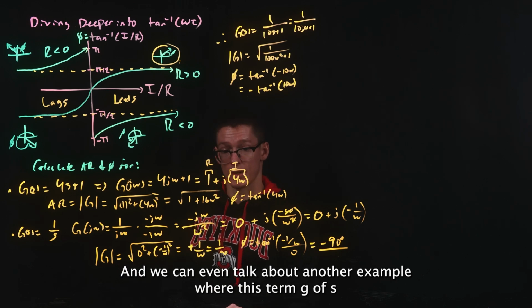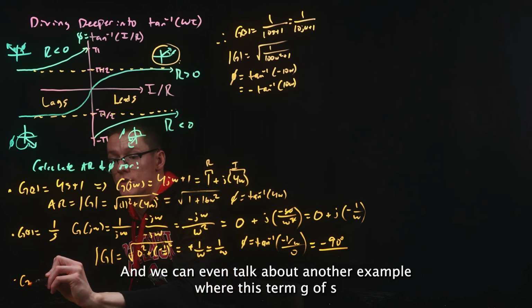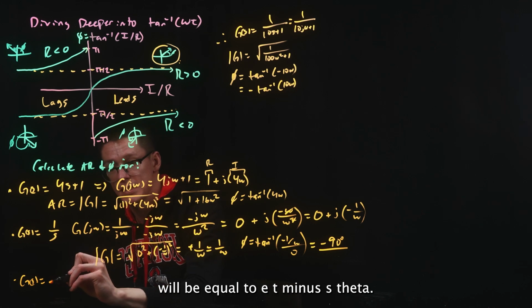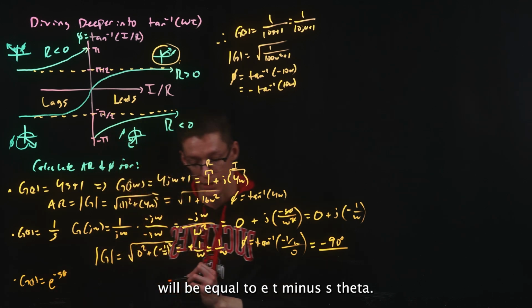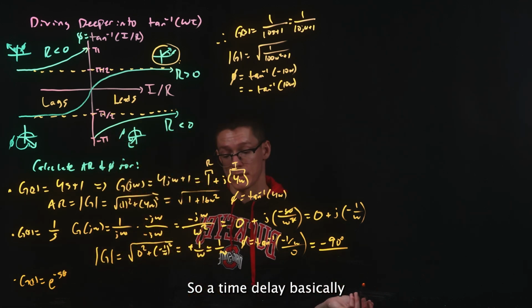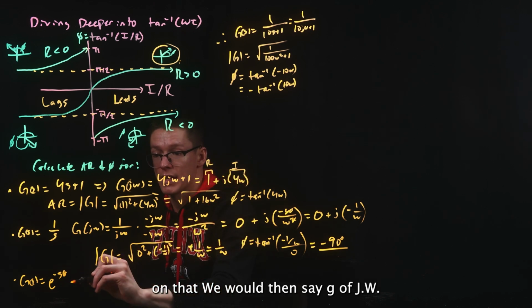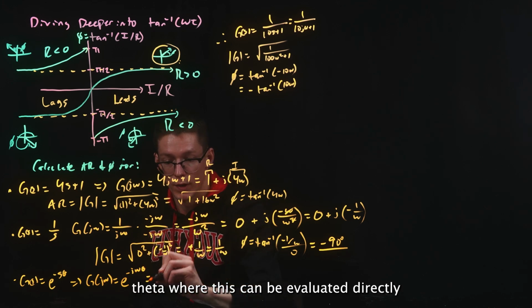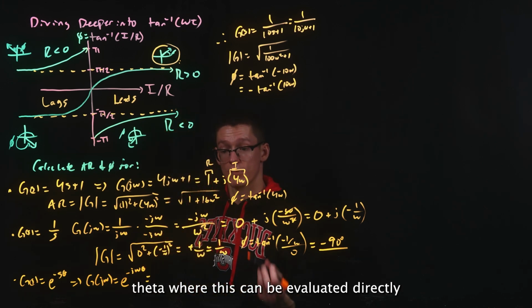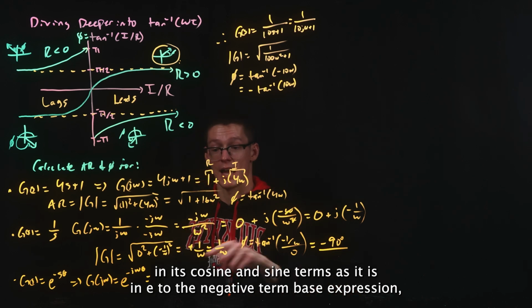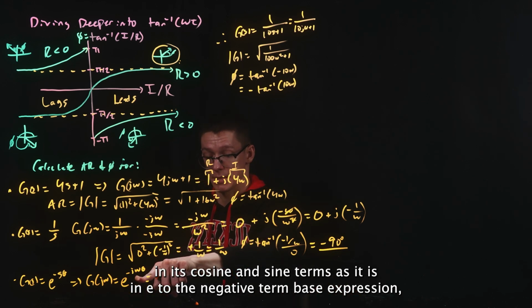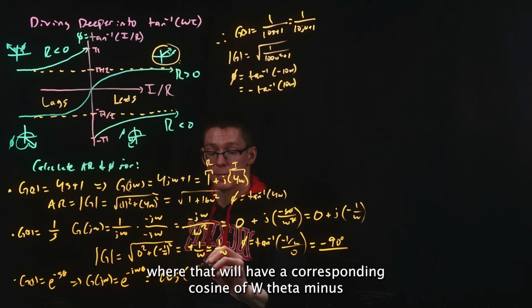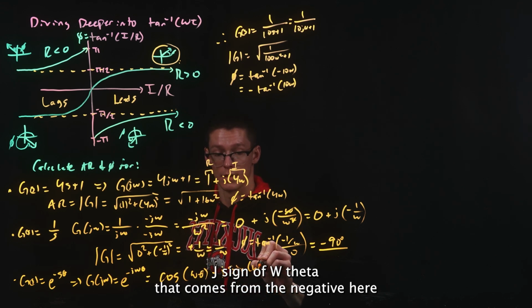And we can even talk about another example where this term, G of s, will be equal to e to the minus s theta. So a time delay, basically. On that, we would then say G of jw is equal to e to the minus jw theta, which can be evaluated directly in its cosine and sine terms, with a corresponding cosine of w theta minus j sine of w theta.